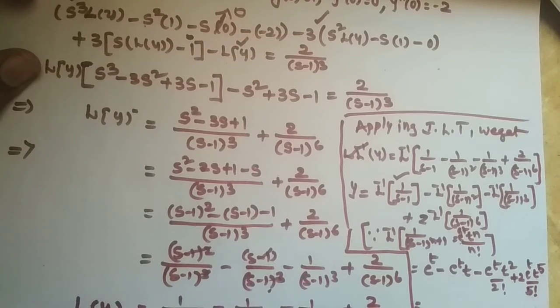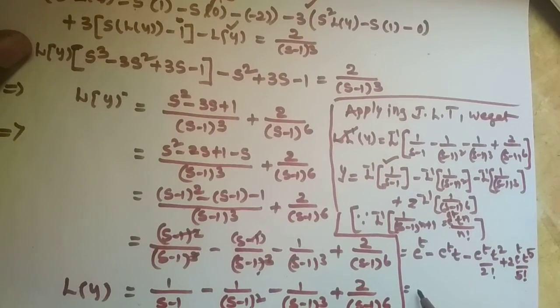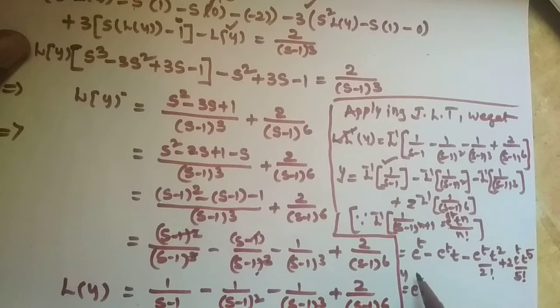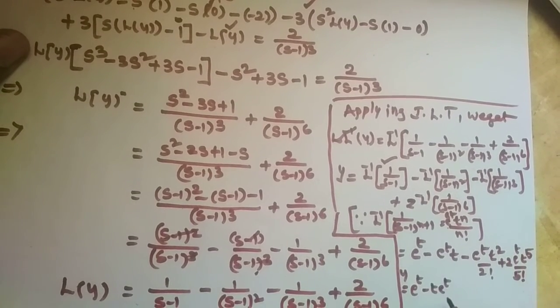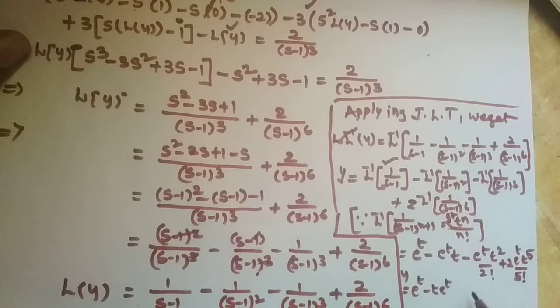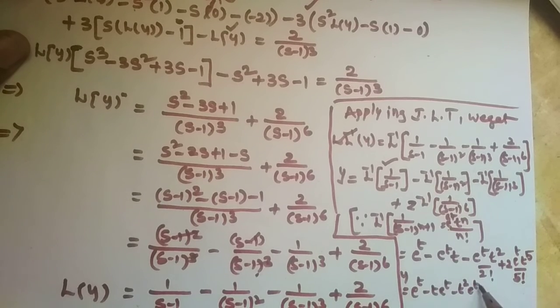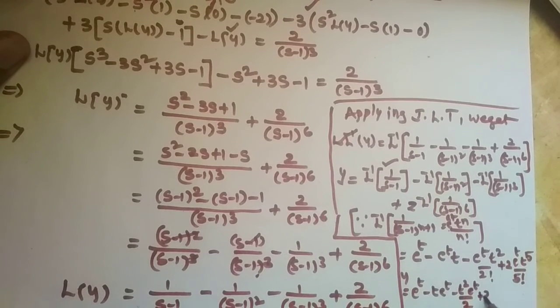The simplified answer is y is equal to e power t, minus t e power t, minus t square e power t by 2, plus 2 into e power t t power 5 by 120.